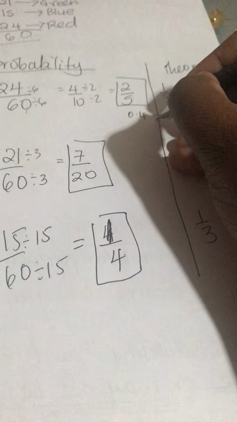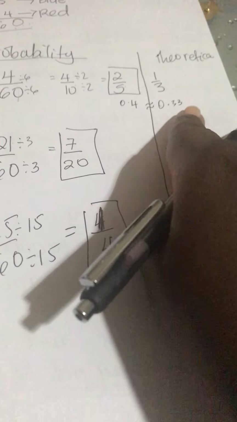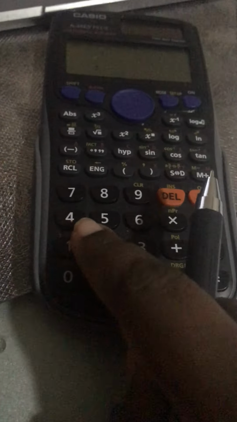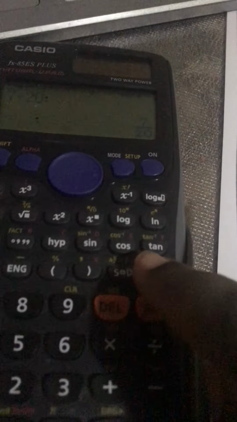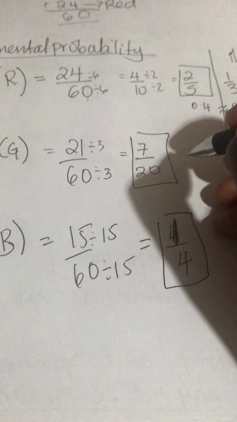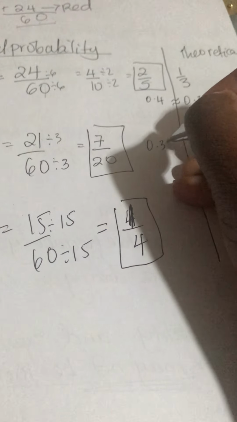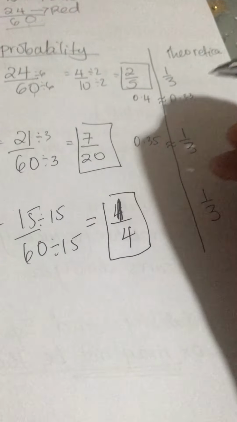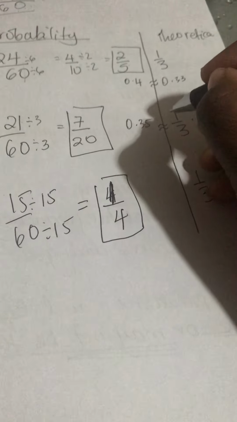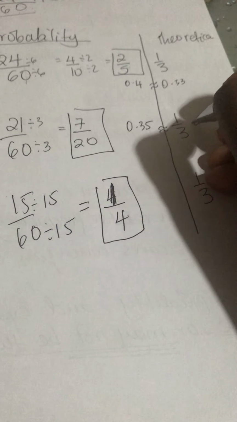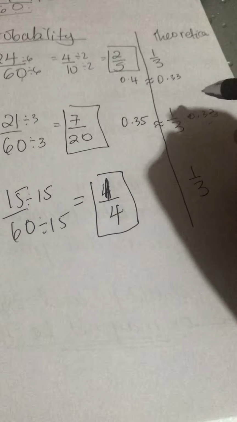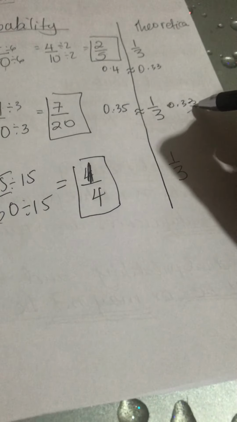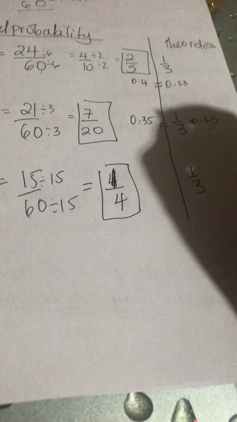So these are almost closer. You see that? Almost closer. Let's do this one. 7 divide 20 is 0.35. See? They are almost closer to 0.33. So this one is 0.33. See? They are almost closer. 0.35 is almost closer to 0.33.